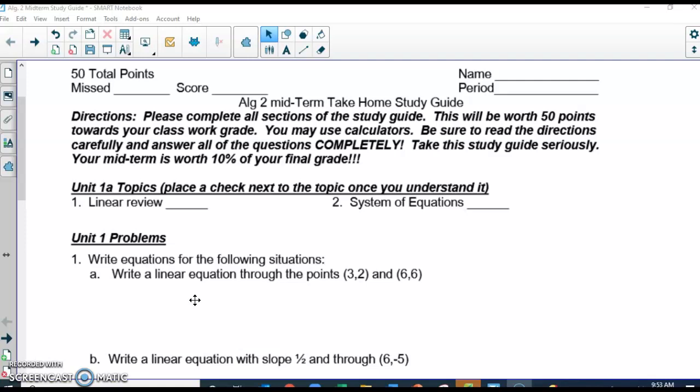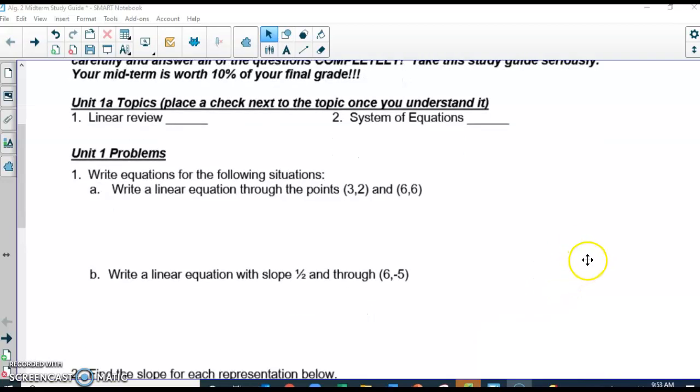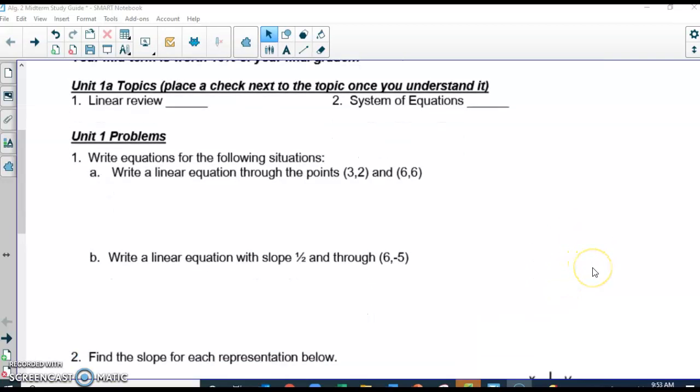This video is for page 1. So to get started on page 1, we're going to look here at the Unit 1 problems. Unit 1 asks us to write an equation of the line. So we're going to start by reviewing what is the equation of the line.